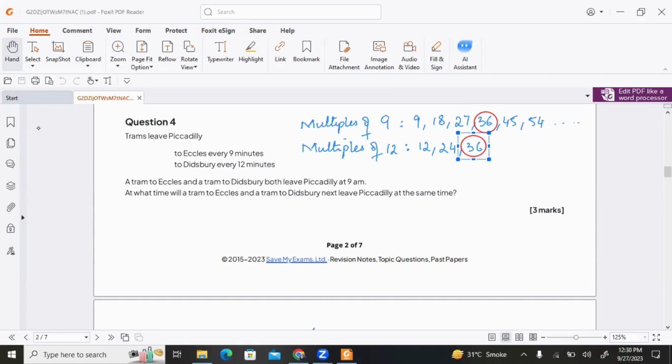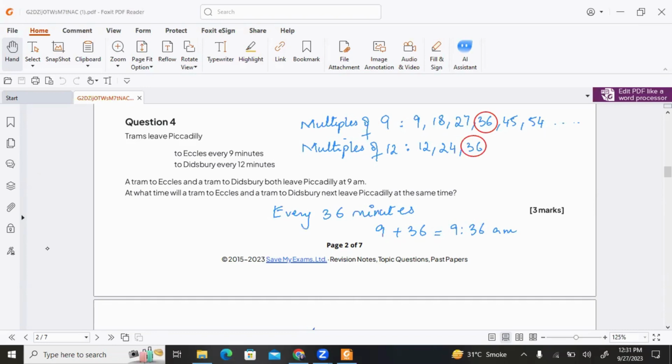So 36 is your lowest common multiple of 9 and 12. So at what time will a tram to Eccles and a tram to Didsbury next leave Piccadilly at the same time? It's going to be every 36 minutes. So that means we're going to do 9 hours plus 36 minutes, which is going to be 9:36 a.m.